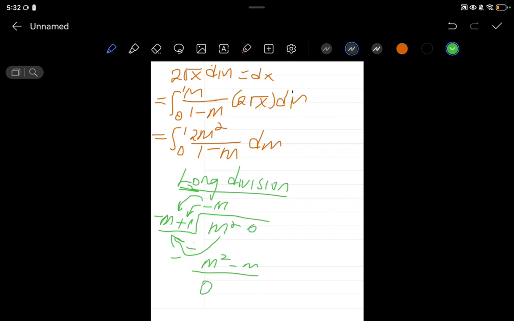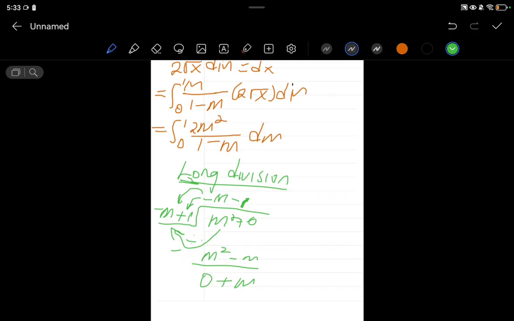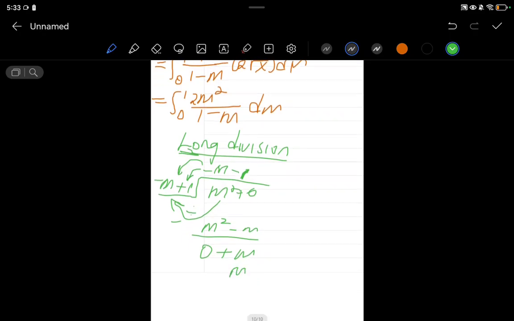Then 0 minus m will be plus m. So this m and m, they can still work out, right? I take m, divide by minus m, I get minus 1. Then I take minus 1 and multiply back. I'll get m and minus 1. So m minus m is 0. Minus 1 will be plus 1. So 1 can't divide with m anymore. So I need to come and write here plus 1 over 1 minus m.